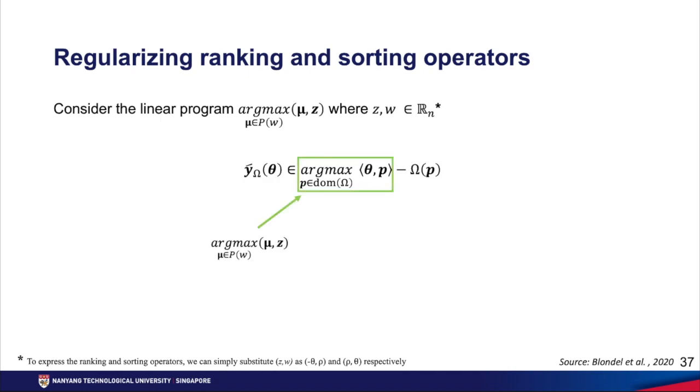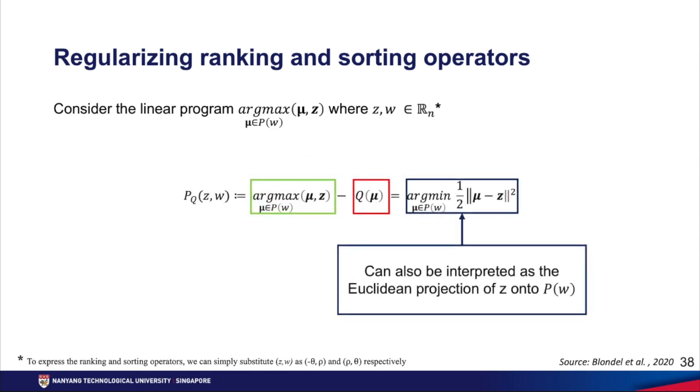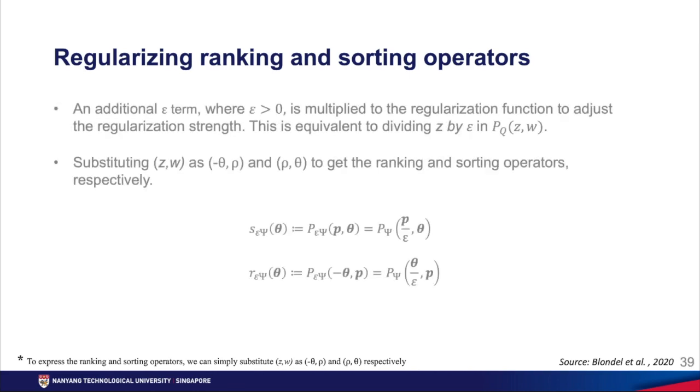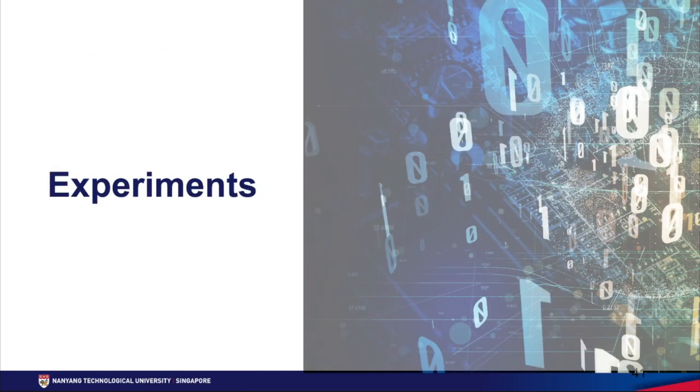By regularizing the operators with a strongly convex function as such, the problem can then be cast as a Euclidean projection onto a permutahedron. This form of regularization has been shown to be differentiable. Now with the algorithm, we'll look at some experimental results.